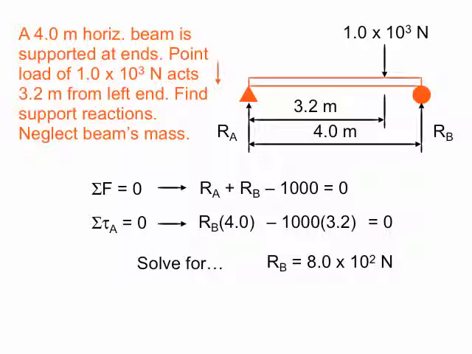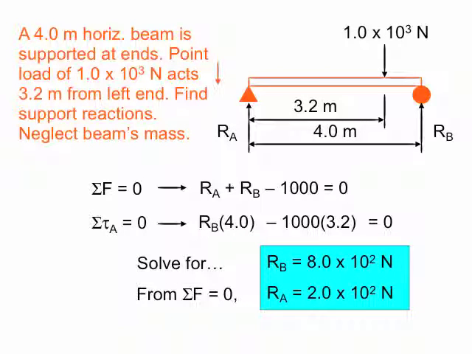So we solve for RB. We get 800. And that means RA is 200. Okay, simple.